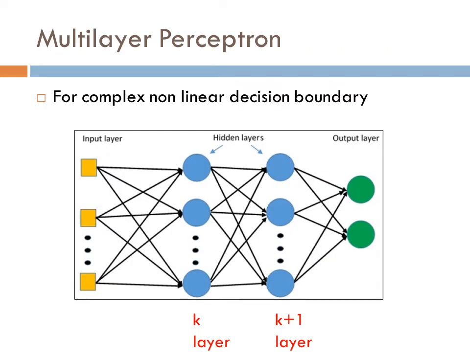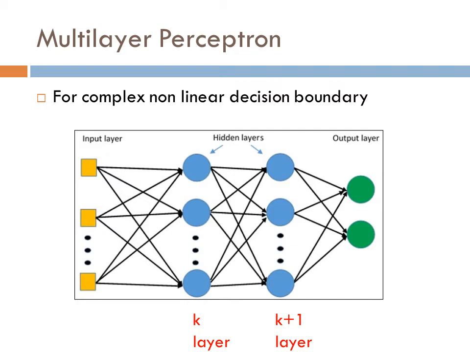Now coming to the multi-layer perceptron architecture, it can handle complex nonlinear decision boundaries. Let us discuss more about the architecture. It has an input layer and an output layer. Other than that, it can have one or more hidden layers. The number of nodes in the input layer, which is shaded yellow here, is the same as the dimensionality of the feature vector plus 1. That plus 1 is for including the bias.